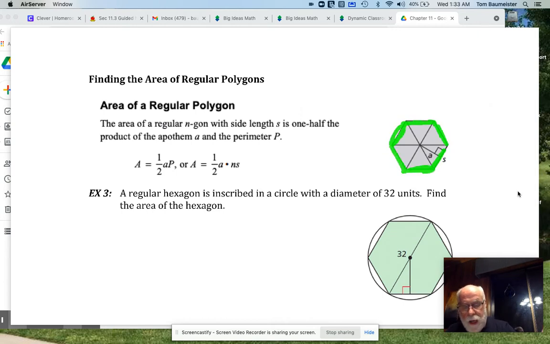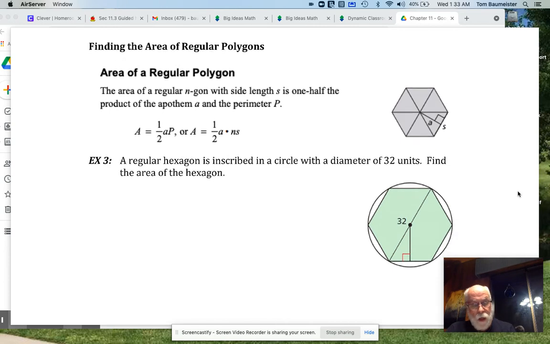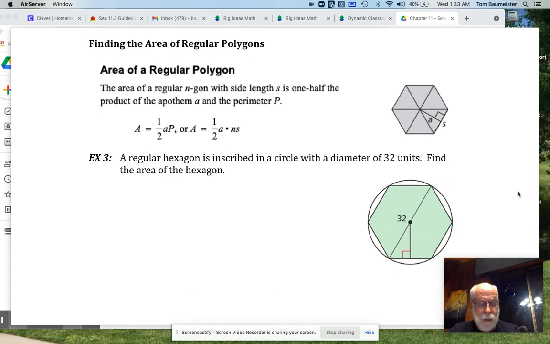So we would just be able to take that side of S, and N is the number of sides, and we would multiply those together. So that's our perimeter. Our perimeter is just N times S. Okay. And the A is our apothem. So it's 1/2 the product of the apothem and the perimeter P.